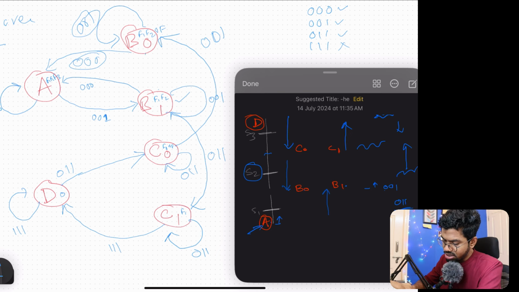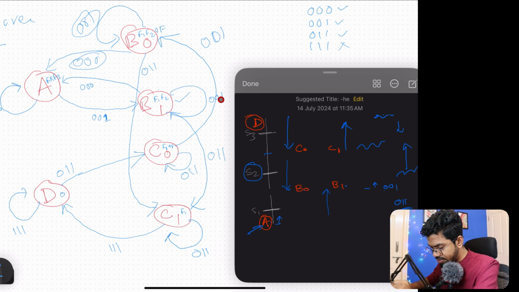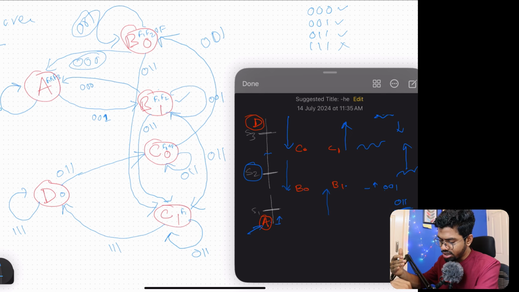So from here I'll come here, and if it is 011, B0 is taken care of. In B1 I have taken care of 001 here, but what about 011? And 011 actually gives you C1 only, because you are again going from down to top. Okay, so our B0 is also checked.